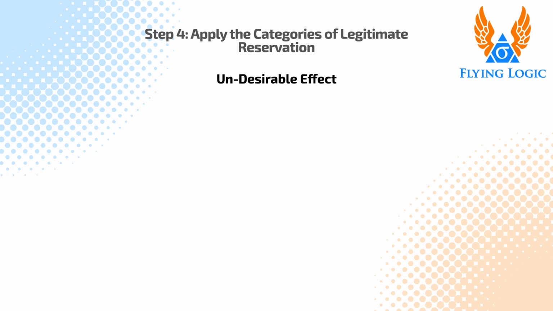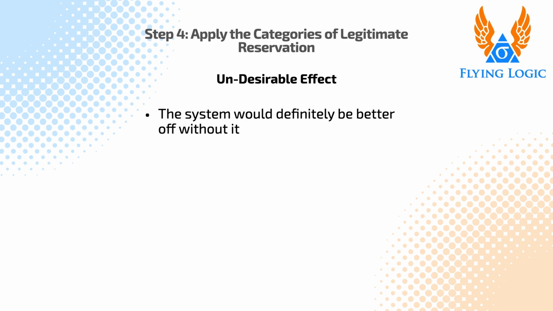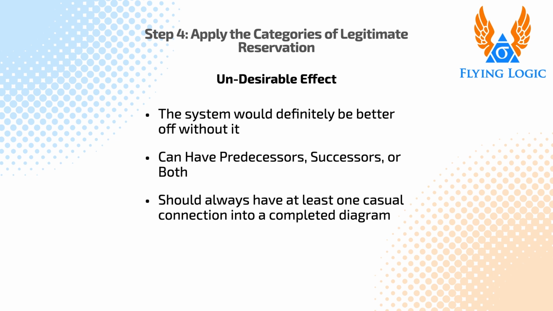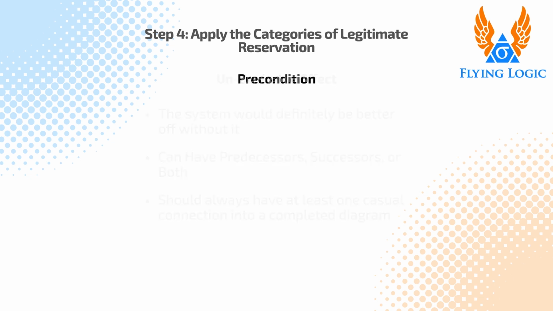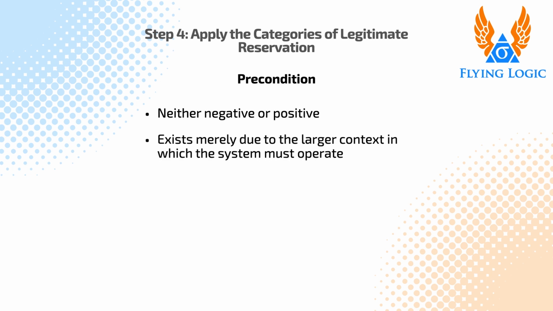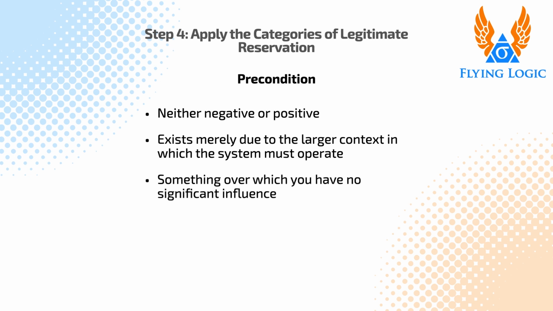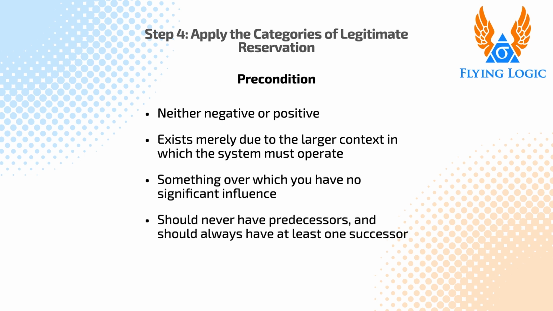If an entity is undesirable on its face, in other words, if the system would definitely be better off without it, then use the undesirable effect class. Undesirable effects can have predecessors, successors, or both, but should always have at least one causal connection into a complete diagram. If an entity is neither negative nor positive, but exists merely due to a larger context in which the system must operate and is something over which you have no significant influence, then use the precondition class. Preconditions never have predecessors, but should always have at least one successor.